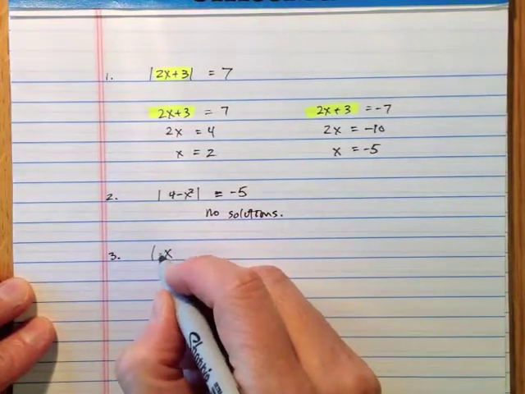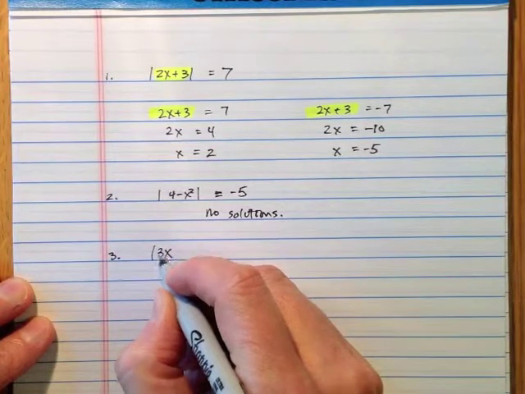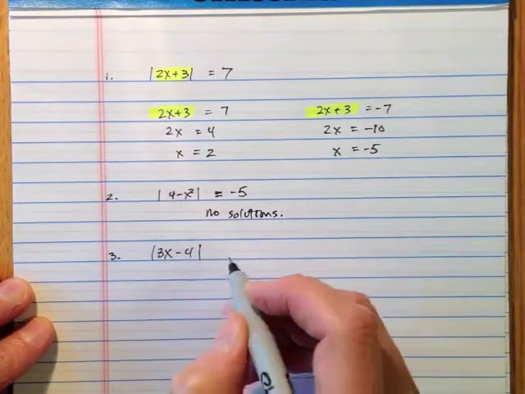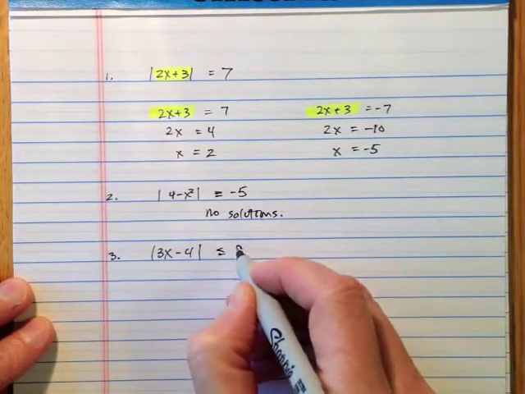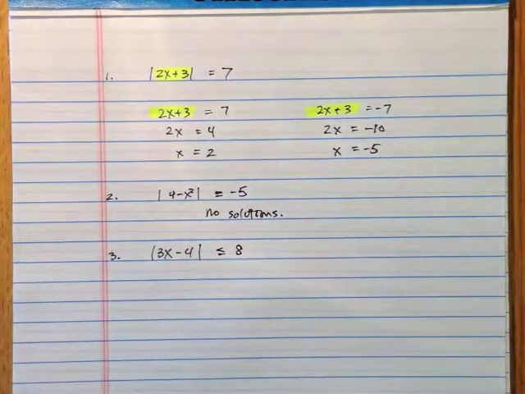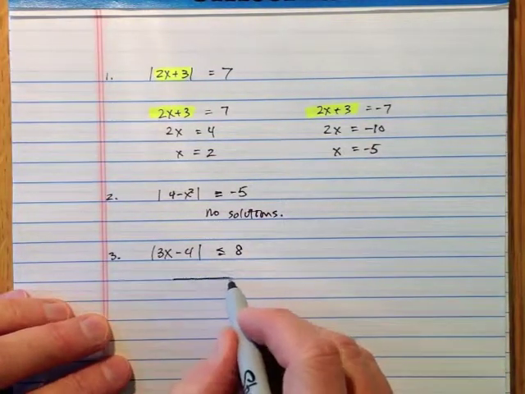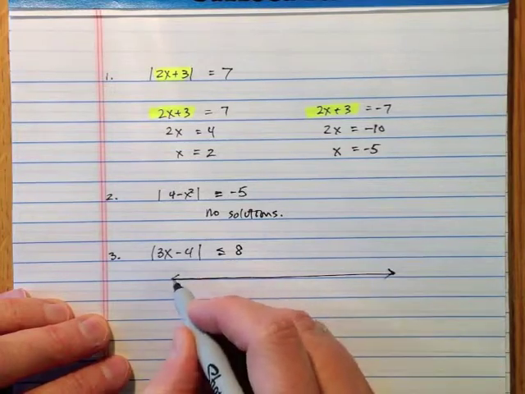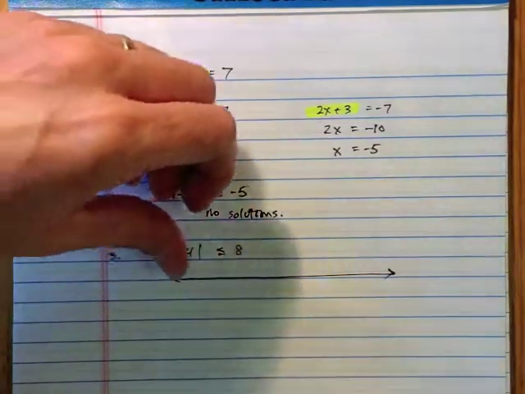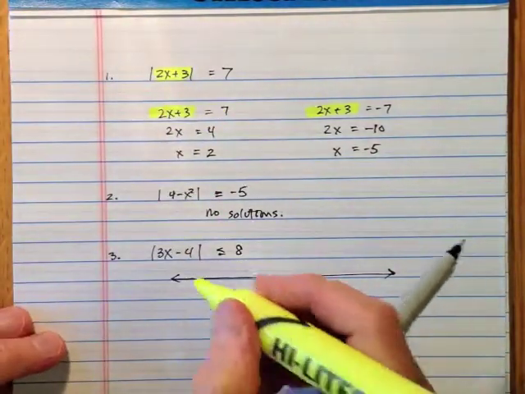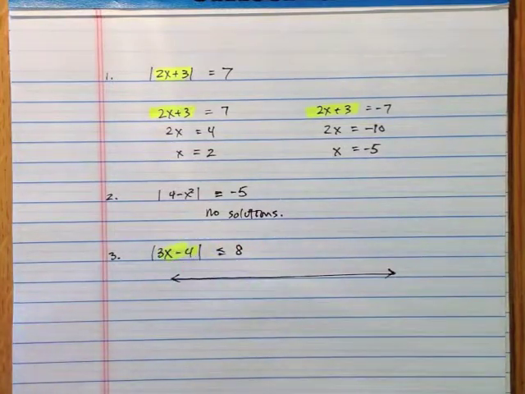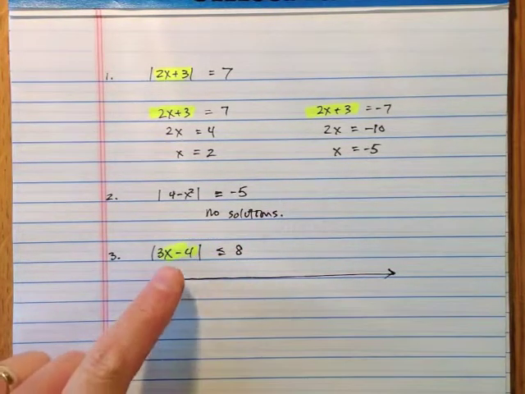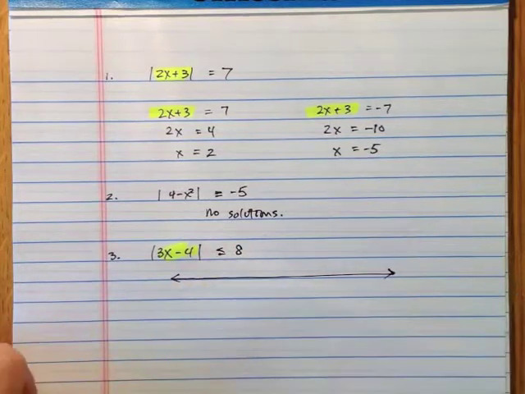Let's say, 3x minus 4 is, in absolute value, less than or equal to 8. So here's how I think about this. I picture the number line in my head. And I forget about how complicated the thing inside the absolute value is. I'll just sort of blur that out for a second. That's a number whose absolute value is less than 8.